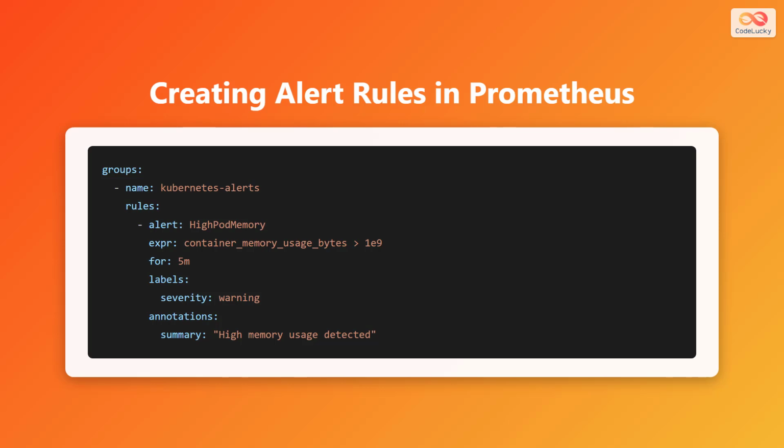The for clause specifies that this condition must be true for 5 minutes before the alert fires, preventing false alarms from temporary spikes. We assign a severity label of warning to categorize this alert. The annotations section provides human-readable information. The summary describes what the alert means, which will appear in your notifications. Prometheus evaluates these rules continuously and sends matching alerts to Alertmanager.